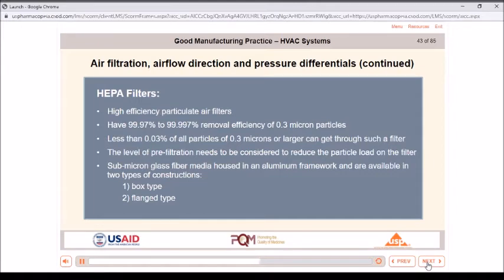The level of pre-filtration needs to be considered to reduce the particle load on the filter. Sub-micron glass fiber media housed in an aluminum framework and are available in two types of constructions. 1. Box type. 2. Flanged type.